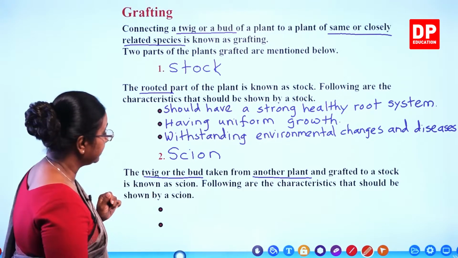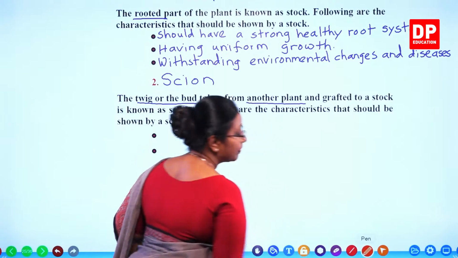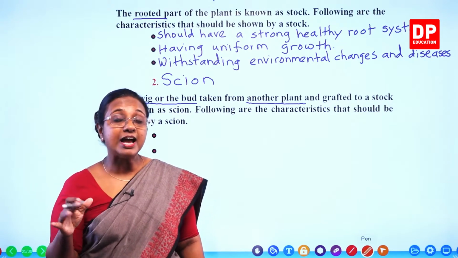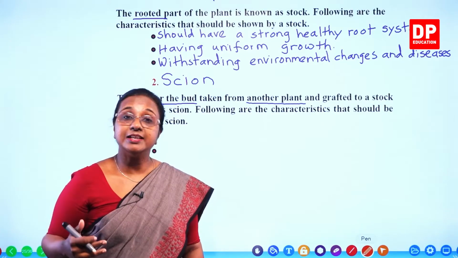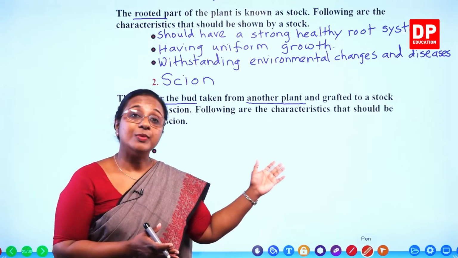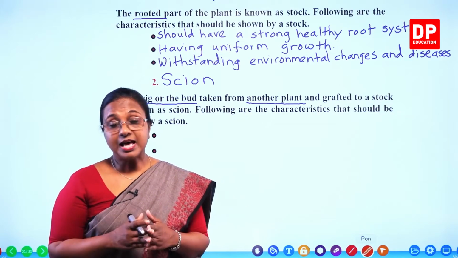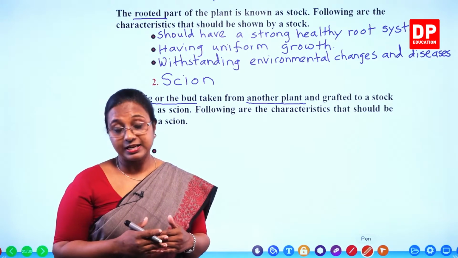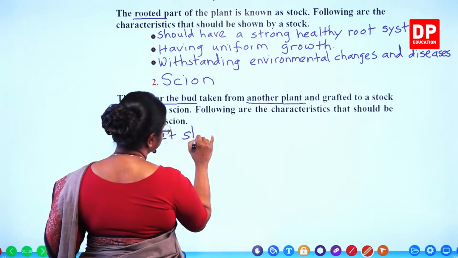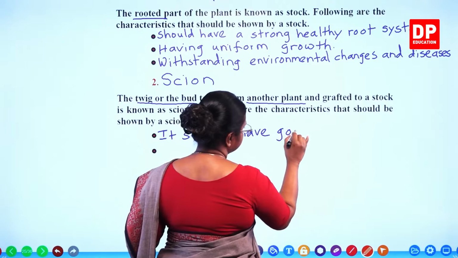Following are the characteristics that should be shown by a scion. So like how we expect the stalk to be. The first characteristic is that it should be a variety with good, desired characteristics. Then only the purpose of grafting will be satisfied. When I explain the process, then of course you will understand better, students. The scion has to have good characteristics.